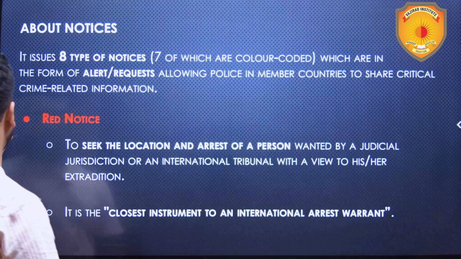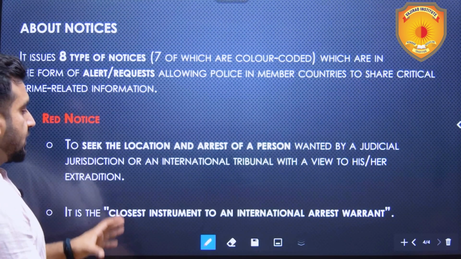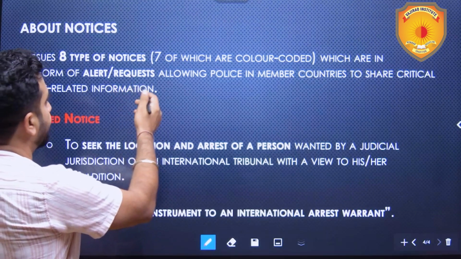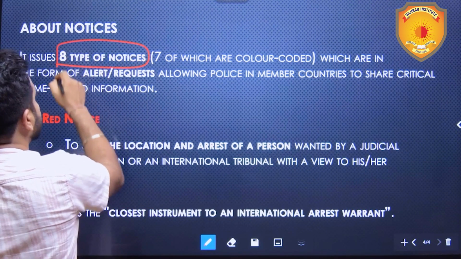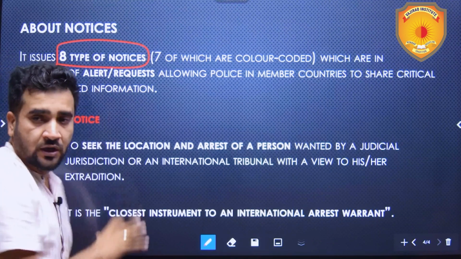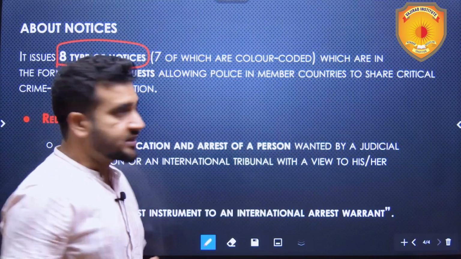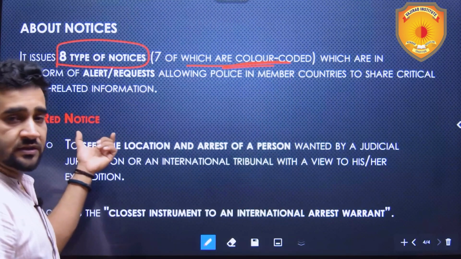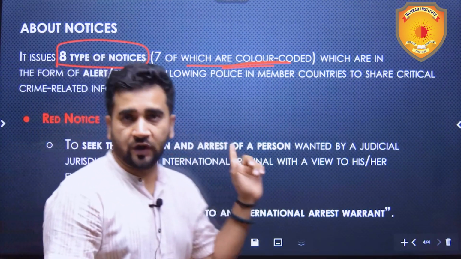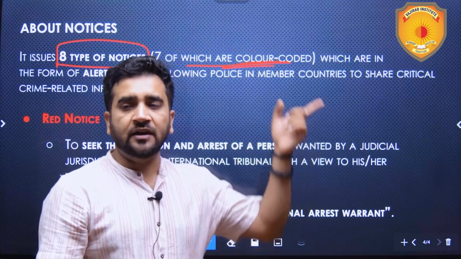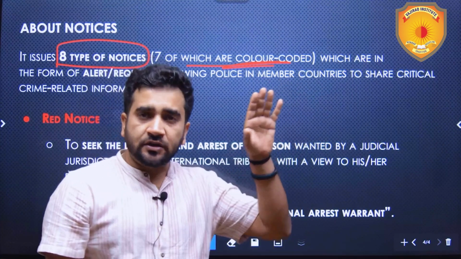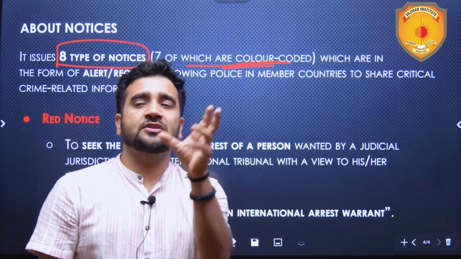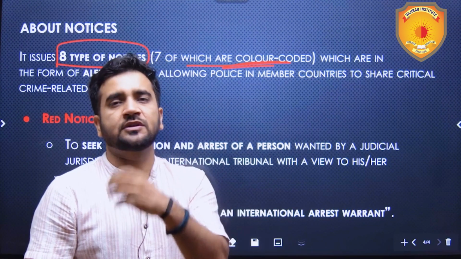About the notices, Interpol issues 8 types of notices, not CBI, it is Interpol which issues 8 types of notices. 7 of them are color coded, like a red notice, which we just saw, which has been issued against Karanveer Singh, and one of them is a UNSC-backed notice, that is United Nations Security Council. We know about it because it is a principal organ.